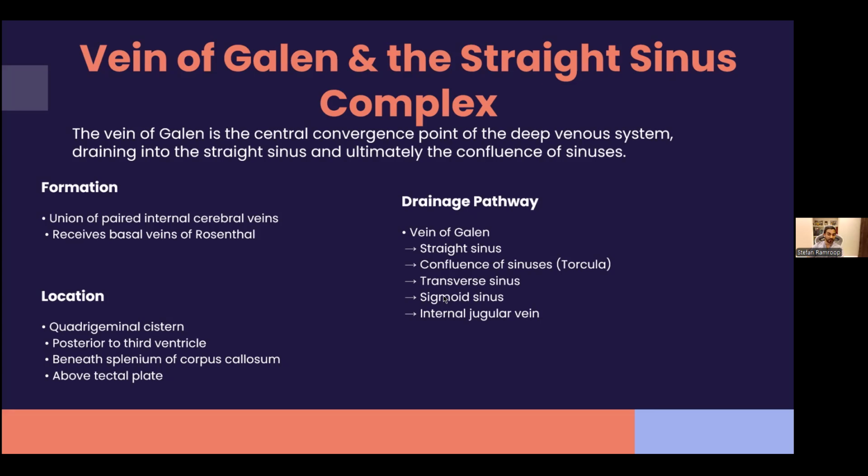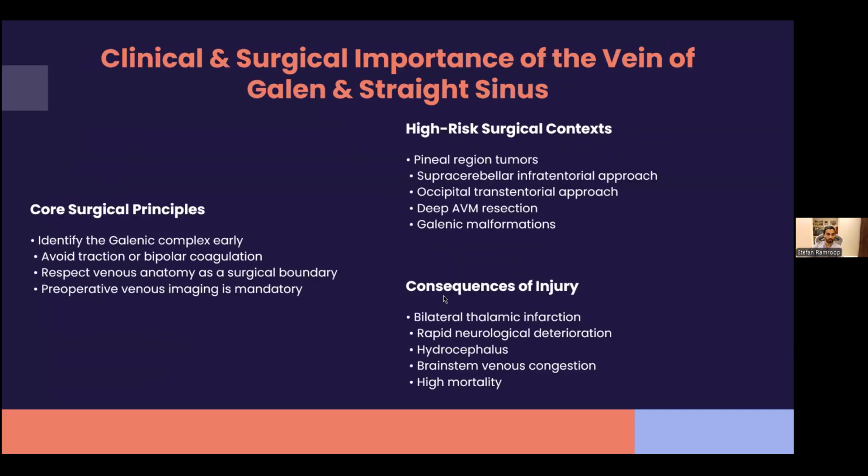From the vein of Galen, the blood will drain directly into your straight sinus, and the straight sinus we'll talk about further when we get to the sinuses. So the galenic straight sinus complex represents, again, the final convergence of the deep venous system. And all deep venous drainage from the thalami, basal ganglia, internal capsule, and ventricular structures will pass through this region.